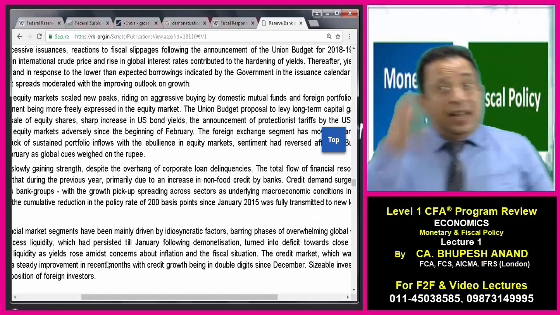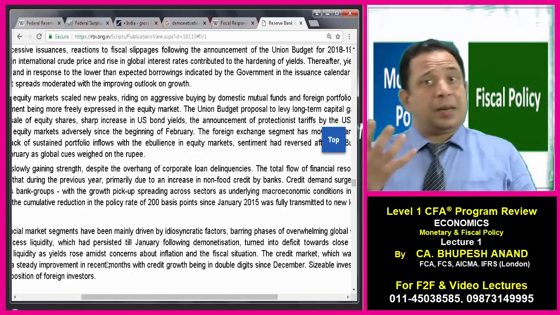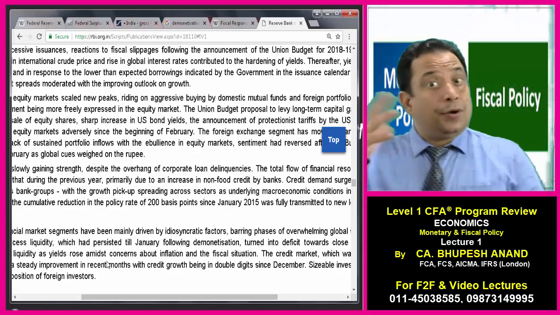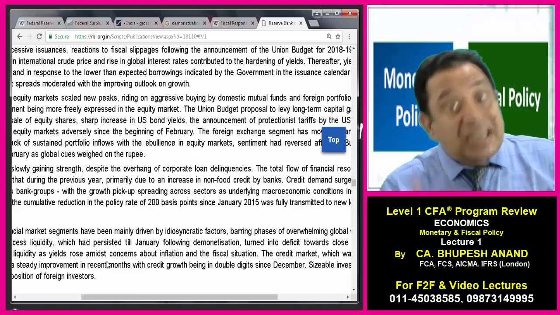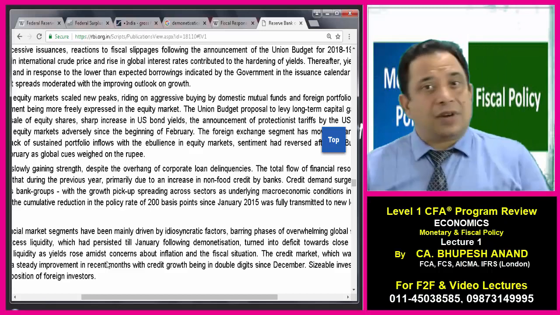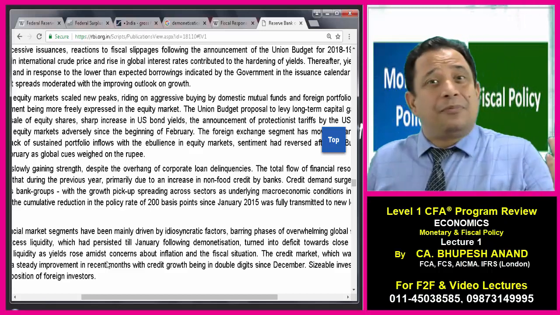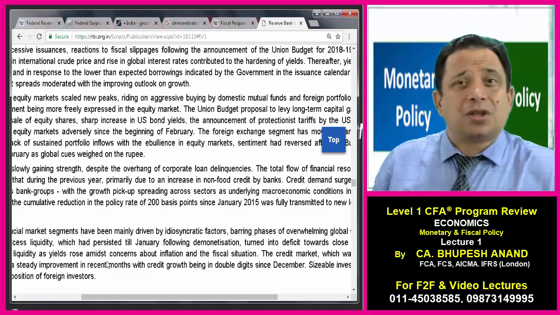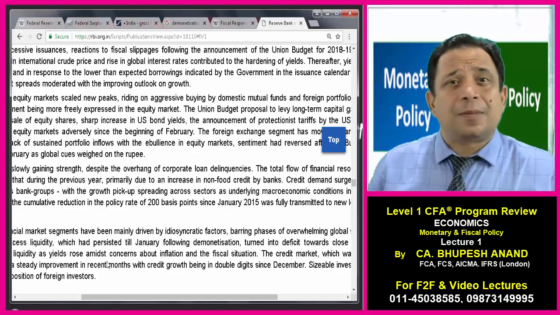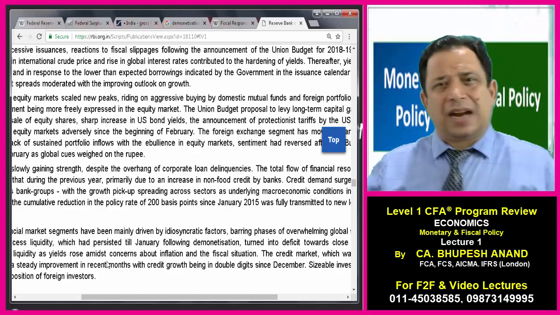Hope at least you have got an idea of what a monetary policy is and what a fiscal policy is. No doubt in coming lectures we'll be dealing in detail. What are the tools of that? What is meant by money multiplier? What is the process of supplying money? How should it be supplied? What are the tools of monetary policy and all that?